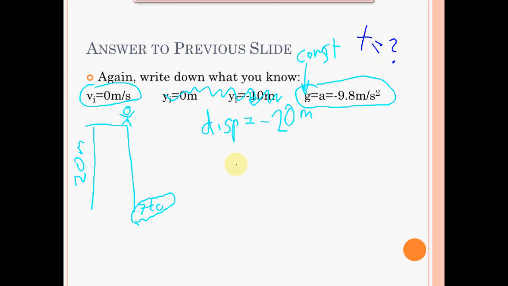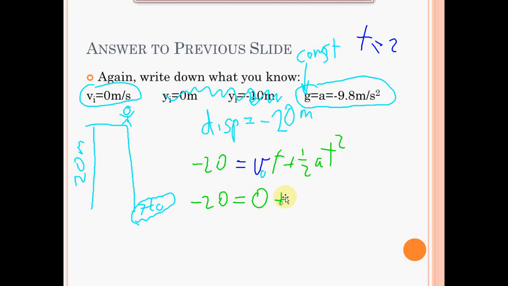Well, you guessed it. Displacement equals initial velocity times time plus 1/2 acceleration times time squared. So let's plug stuff in. We know the displacement is negative 20. Negative 20 equals our initial velocity, which is 0 times time, which is just 0, plus 1/2, and then the acceleration is negative 9.8, times t squared.